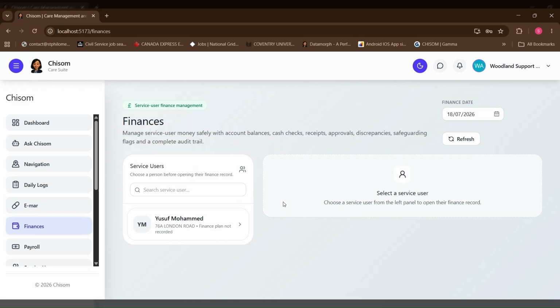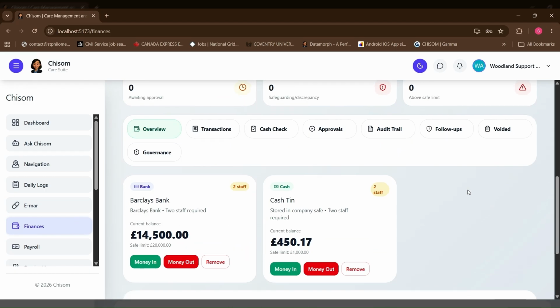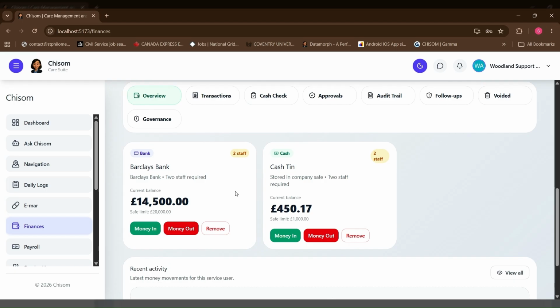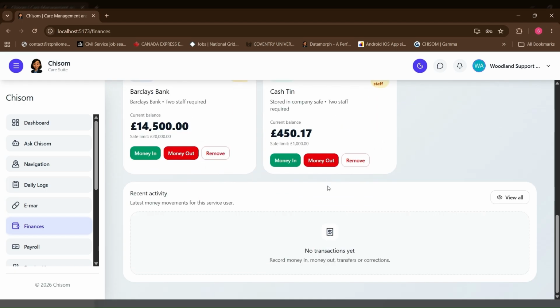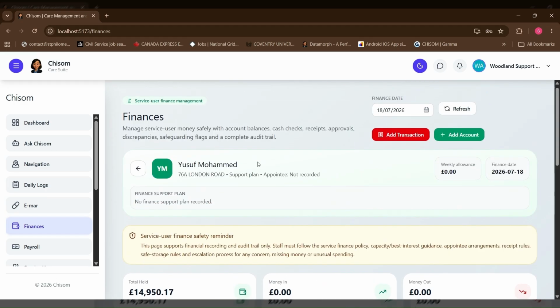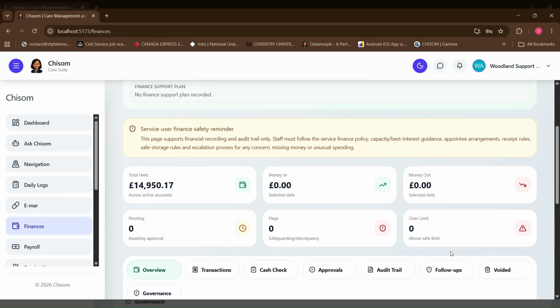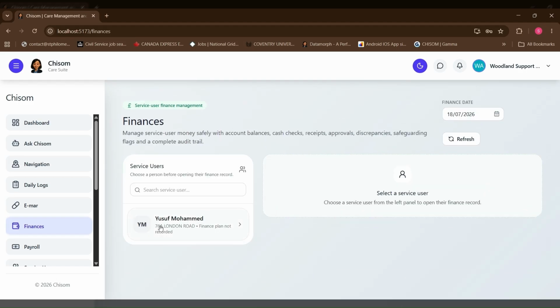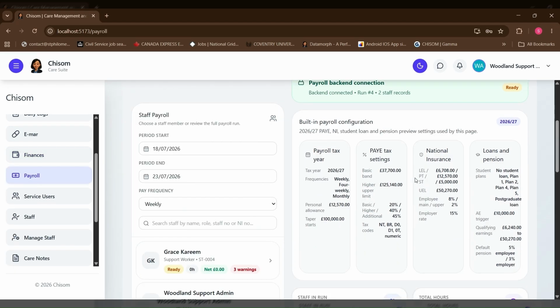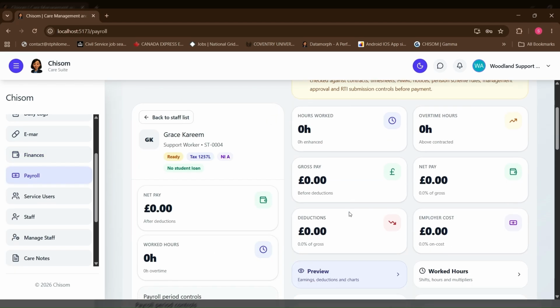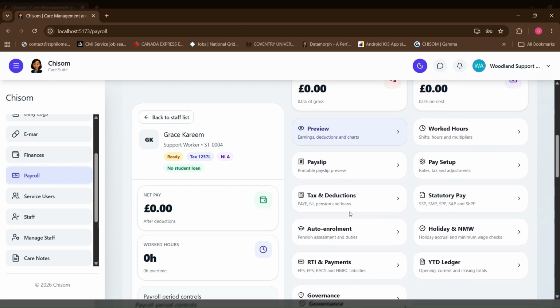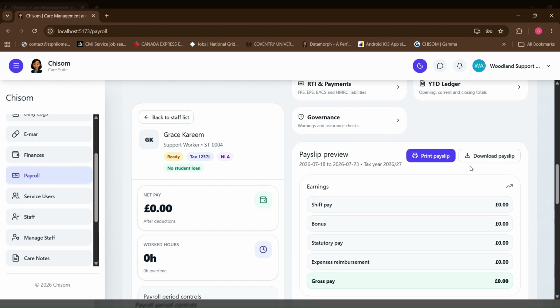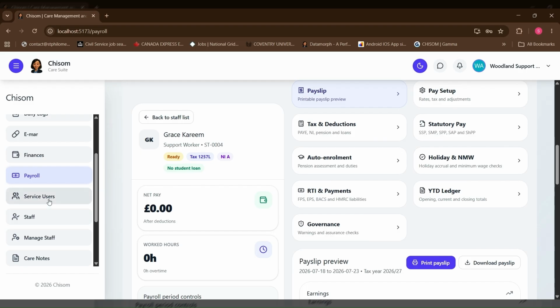Finances manages the finances of the service users. You can create a bank account, you can create as many as you want related to each service user. Like if you notice, this transaction is for Yusuf Mohammed. So Yusuf Mohammed is a service user on the system. Also there's payroll where you can manage staff payroll and it's actually very detailed. You have pay slips, work hours and everything.